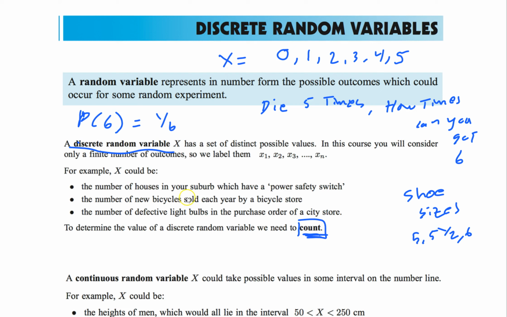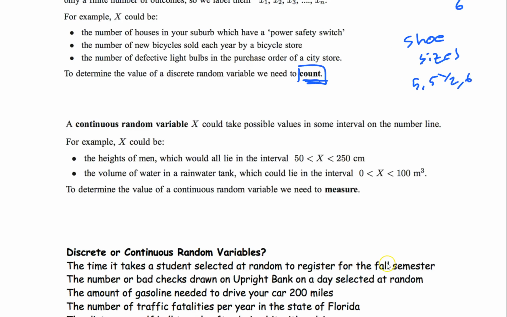Here are some examples. Number of houses in a suburb, right? You're not going to have 3.5 houses. It's going to be a solid house. Number of bikes sold, right? You're not going to sell 2.15 bikes. You're going to sell 2, 3, 4, 5 bikes. The number of bad light bulbs. Again, you can't have half of one. So those are called discrete random variables. If you can count it, it's discrete.